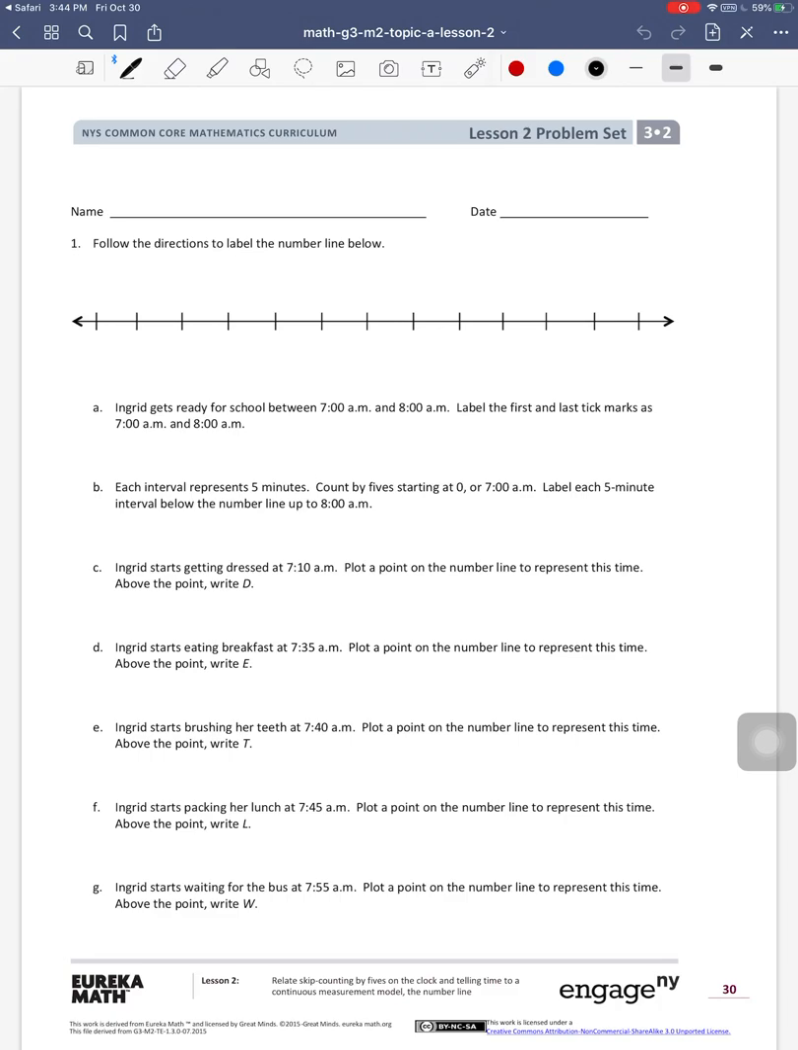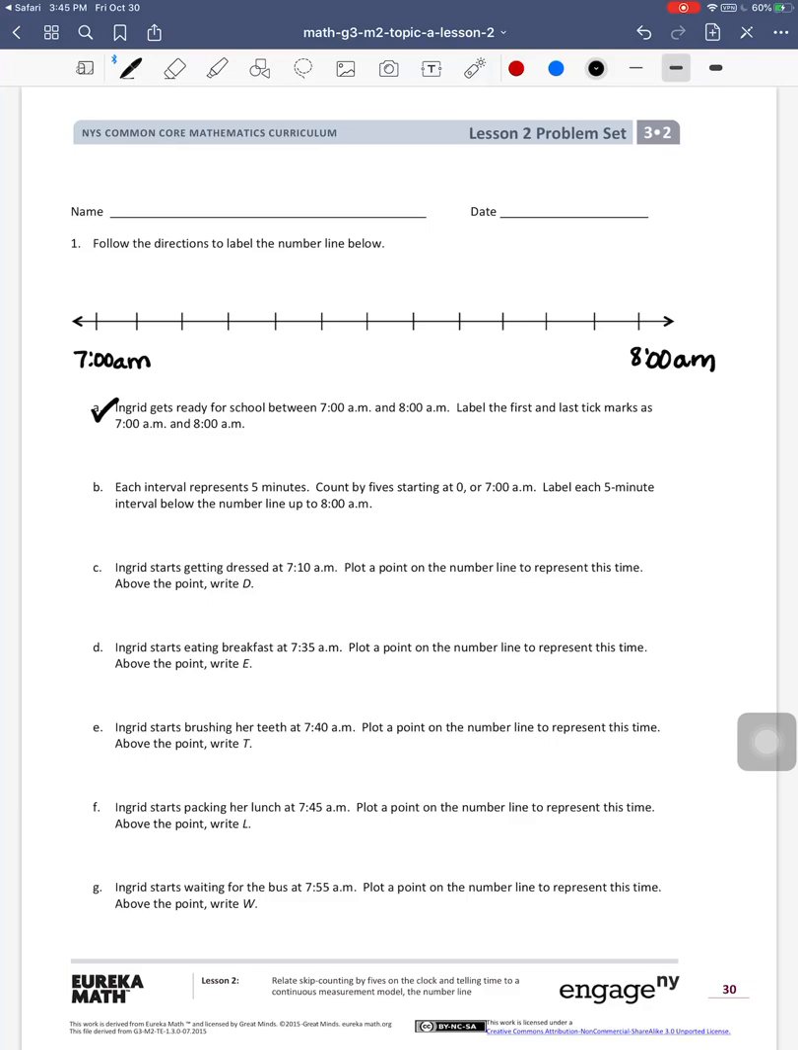A. Ingrid gets ready for school between 7 a.m. and 8 a.m. Label the first and last tick marks as 7 a.m. and 8 a.m. All right, so here's my first tick mark. So I'm going to do 7 a.m. and my last one over here as 8 a.m. Done. So I'm going to just check that off so I know I completed that step.